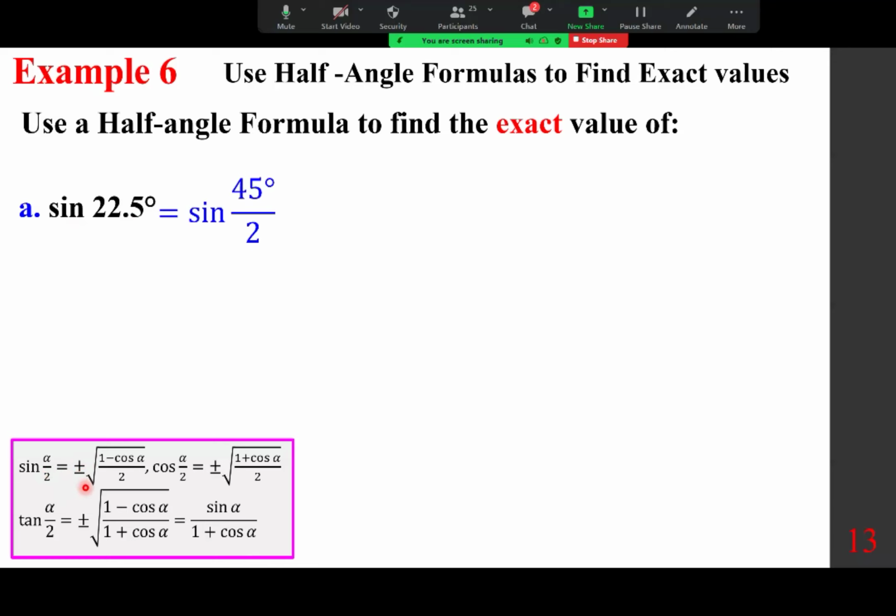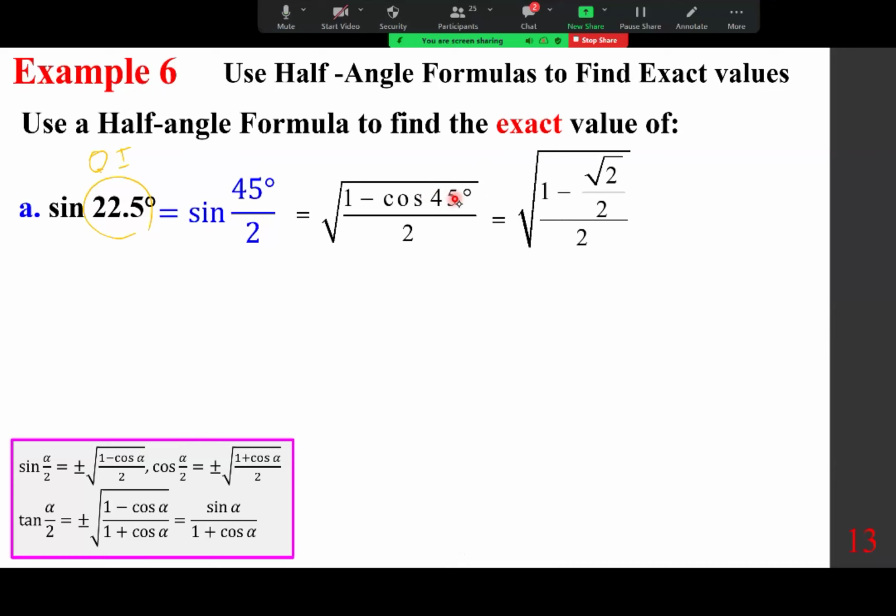Sine of alpha/2 is plus minus the square root of (1 minus cosine alpha)/2. And 22.5 degrees is in the first quadrant, everybody, and therefore positive. This belongs to the first quadrant, and in the first quadrant all trigonometric functions are positive. So plus minus becomes just plus. Square root of (1 minus cosine alpha)/2. That means cosine of 45 degrees. And cosine of 45 degrees, everybody knows, is square root of 2 over 2.